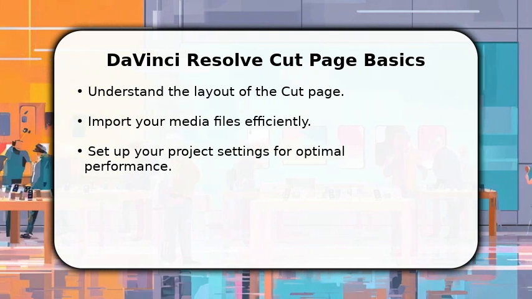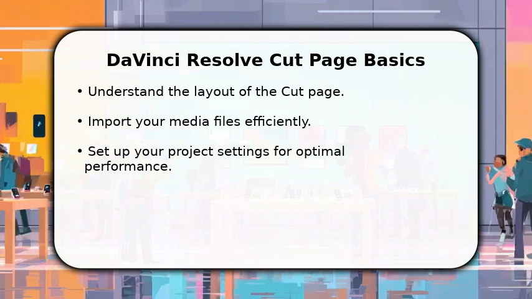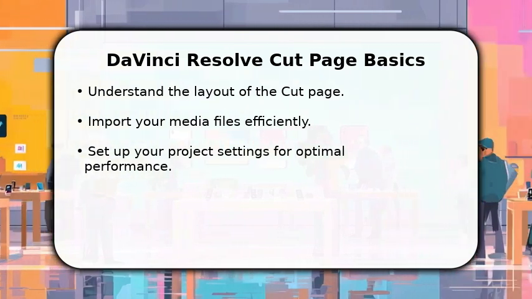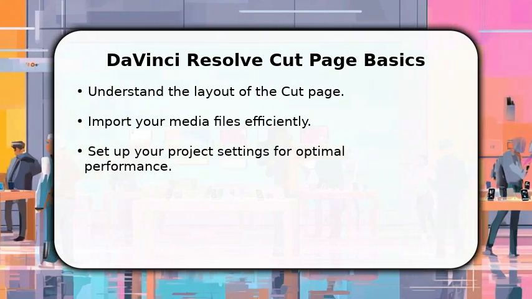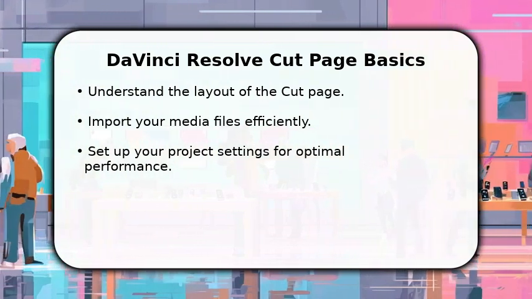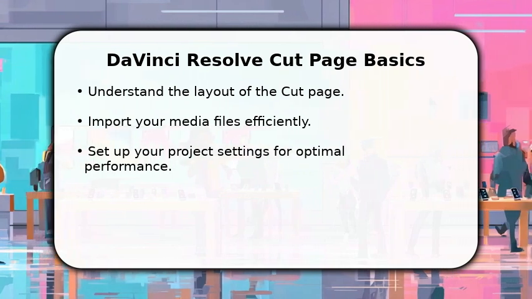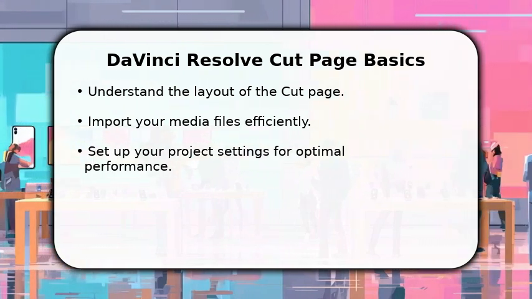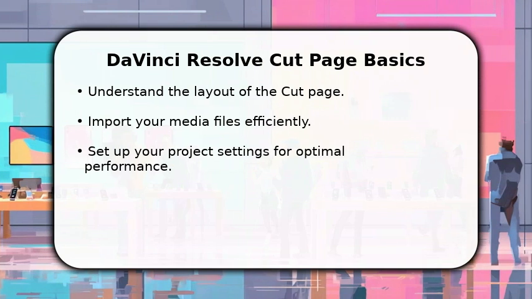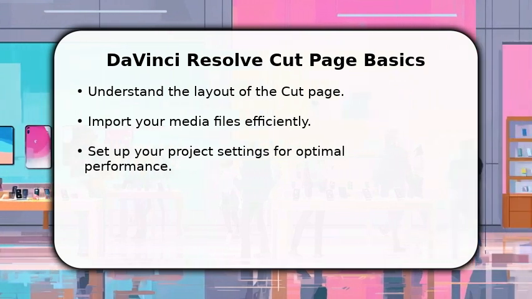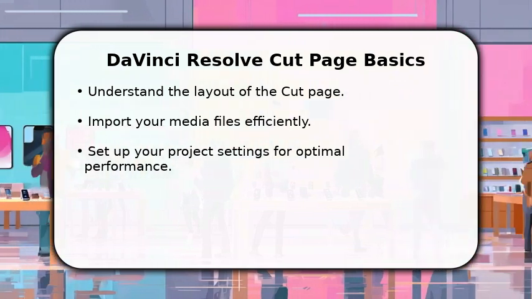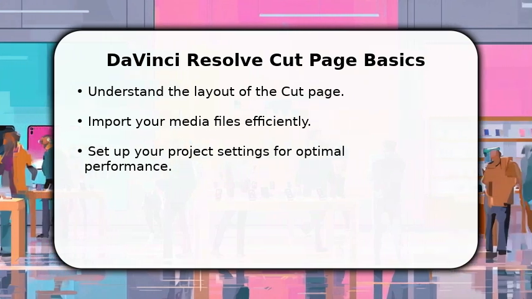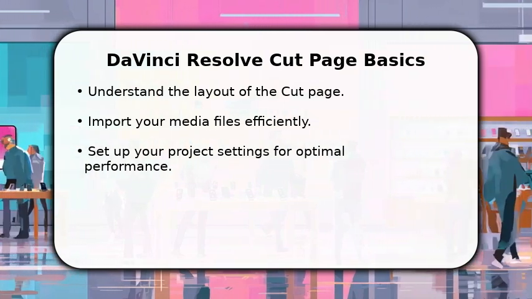Next, easily import your media by dragging and dropping files directly into the media pool, or use the dedicated import button. Then, navigate to your project settings to ensure your timeline resolution, frame rate, and audio sample rate, typically 48 kHz, are correctly configured for your project. This foundational setup is crucial for a smooth editing workflow.